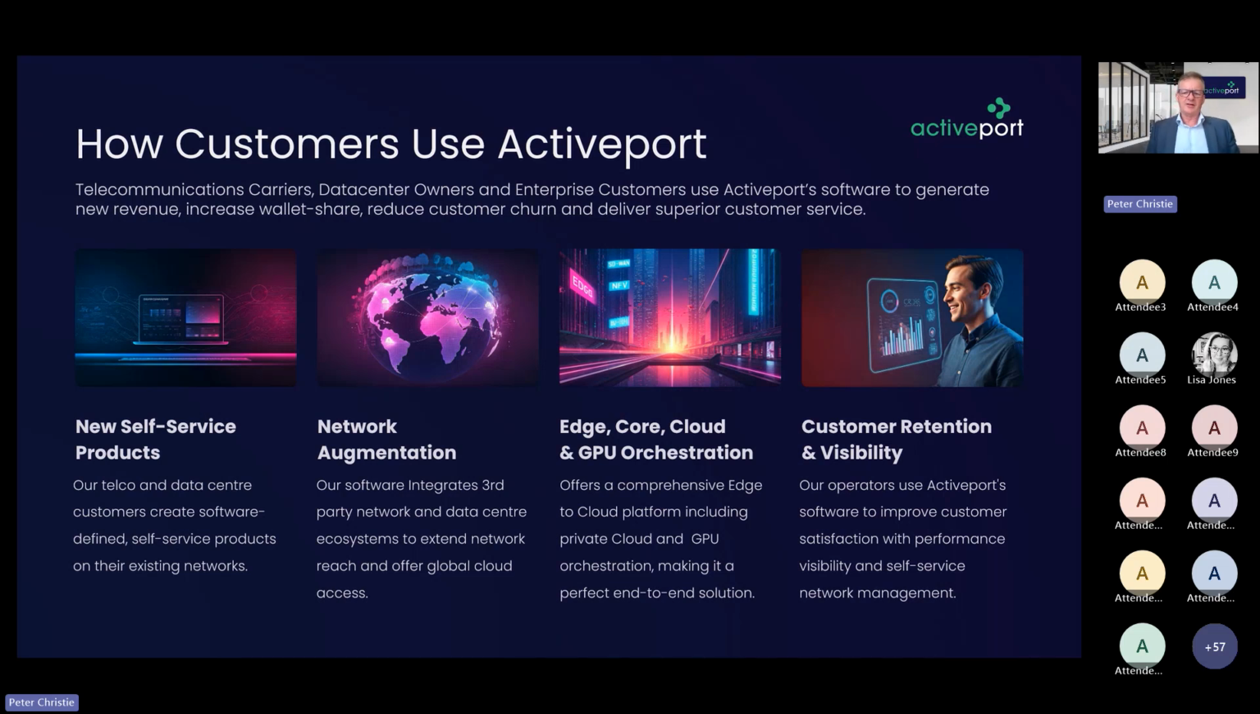Customers in the telco data center space really use our product to maintain stickiness of their customers. So by providing a better user interface and a better user experience for their customers, it helps with customer retention. It provides their customers with better visibility of their network, better visibility of security risks on their network. And so our software is, on the one hand, used by our customers to generate new revenue. On the other hand, it's used to make sure that the revenue remains sticky in their environment.